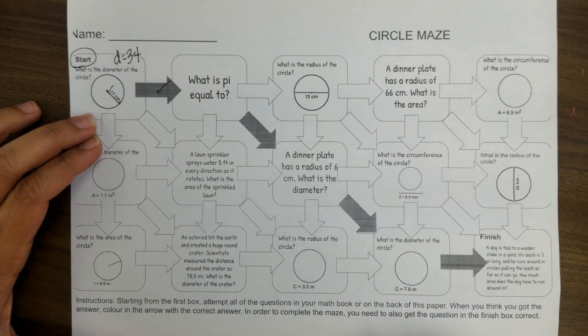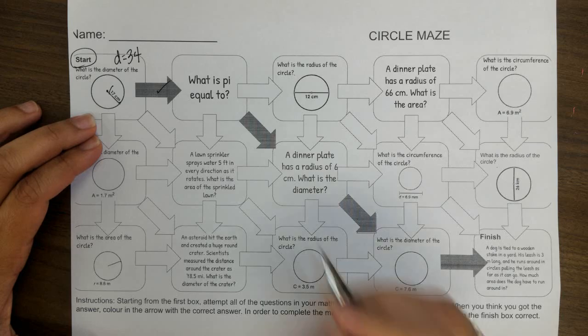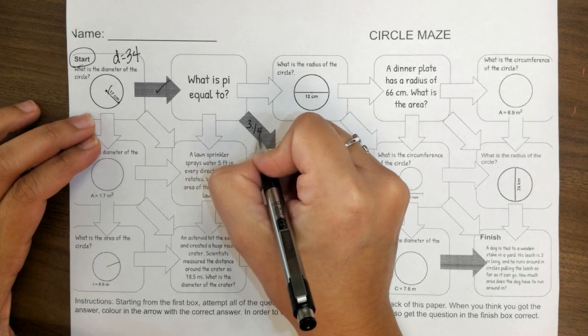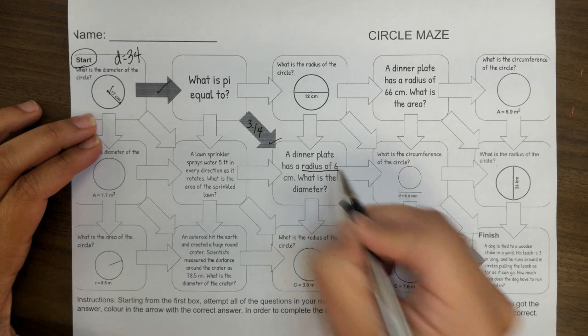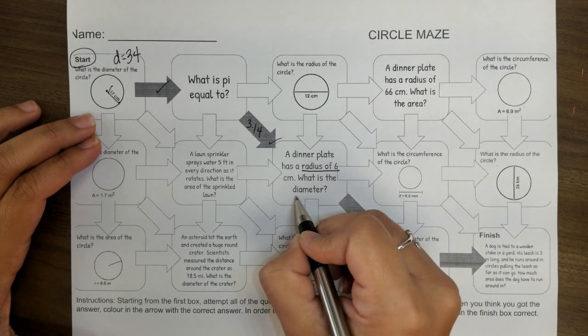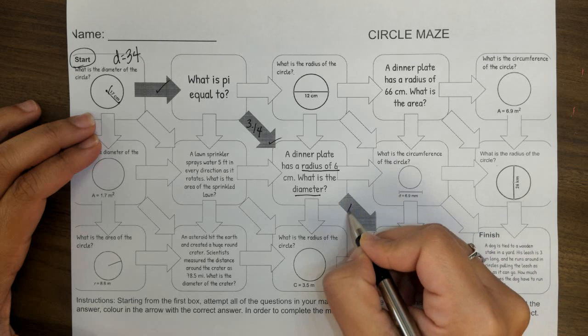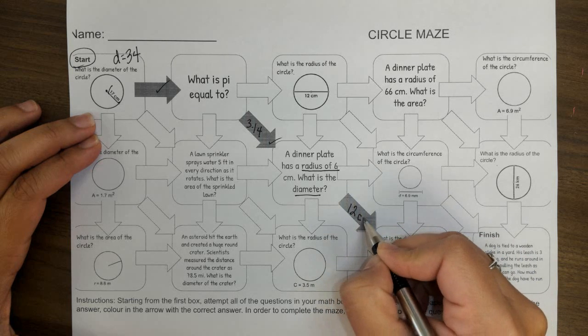The value that's equivalent to pi that we see on the formula chart is 3.14, so we go this way. If the radius here is 6 centimeters, then our diameter would be double that, which is 12 centimeters there.